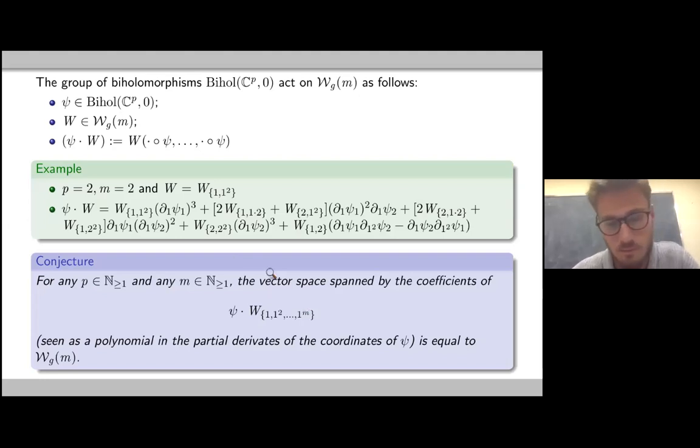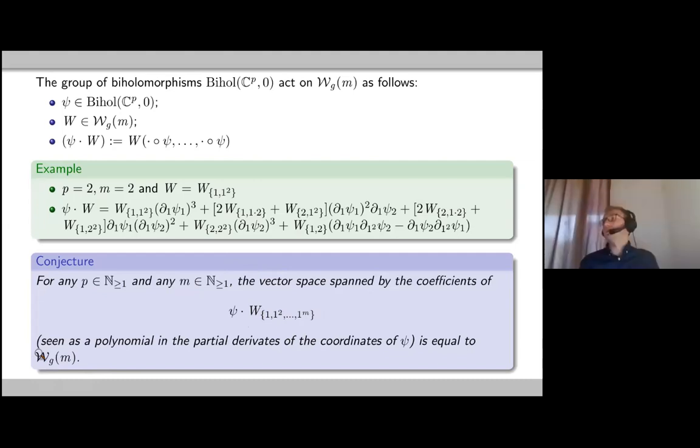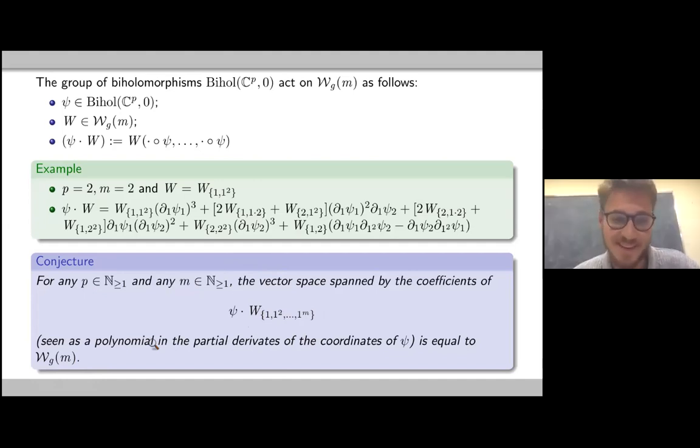The idea behind this conjecture is that as soon as one has this Wronskian, if we let the biholomorphisms of CP act on it, then we have to recover the whole space of geometric generalized Wronskians. I see. Wow. And basically, if the conjecture is true, then this would imply that the weak form implies the strong form. Not exactly.